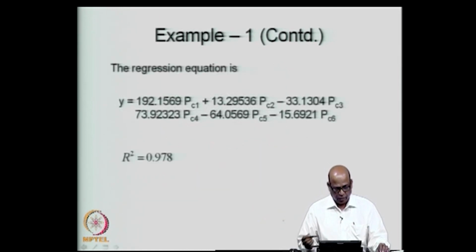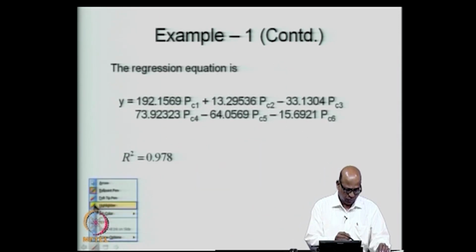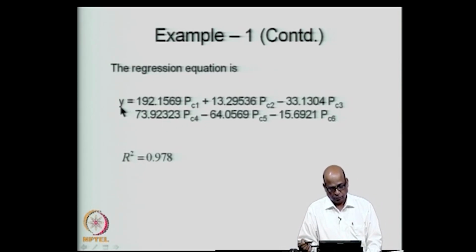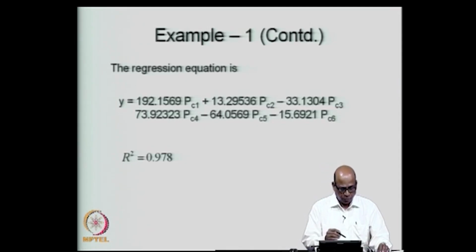And we can write the regression relationship now using this. If we do not have the intercept directly, we use all the 6 PCs. We write this as 192.156 PC 1 plus etcetera, PC 2, PC 3 and so on. This is your y. And the associated R square value we obtain as 0.978, which is slightly smaller than what we obtained earlier, which was 0.98 or some such thing.